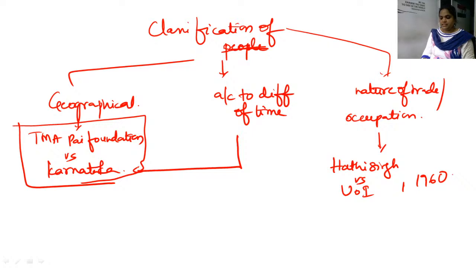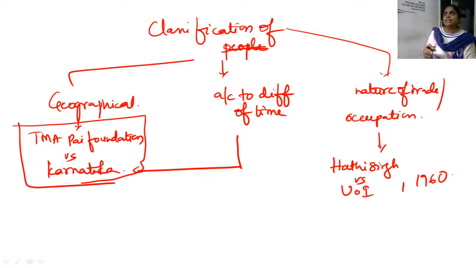Okay. So when we are saying that classification will be there, this classification can be done based on three factors. Either it can be geographical classification, or classification according to the difference of time, which is highlighted in the TMA Pai Foundation Karnataka case. And also you can classify people based on the nature of the trade or occupation mentioned under Hathi Singh versus Union of India in 1960.